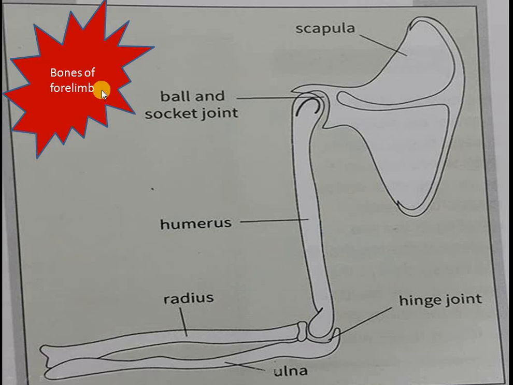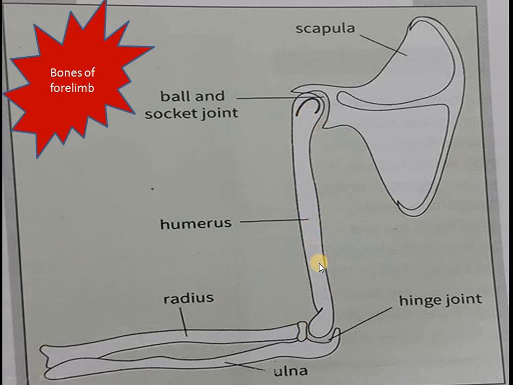Now let's discuss the bones of the forelimb. You have to remember their names and locations. This is the scapula or shoulder bone. It makes a ball and socket joint with the humerus. The humerus is the bone in your upper arm. It's a longer bone and single. It makes a ball and socket joint with the scapula. I will explain what a ball and socket joint is in later lectures.